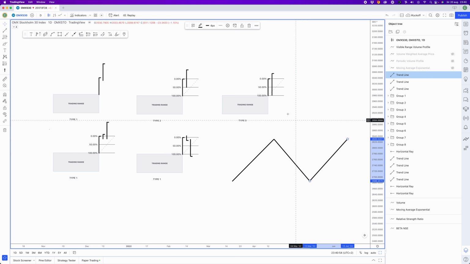I hope this way of thinking will simplify your trading and allow you to understand the price action and the situations that are going on just a little bit better.